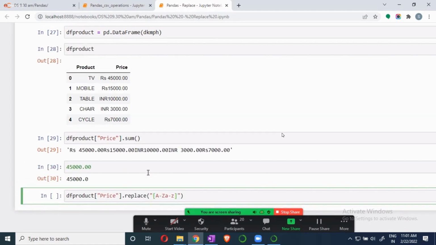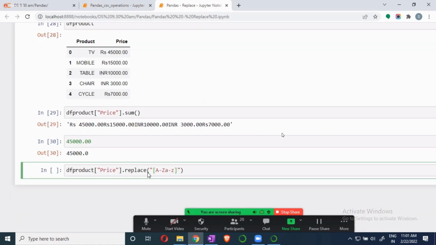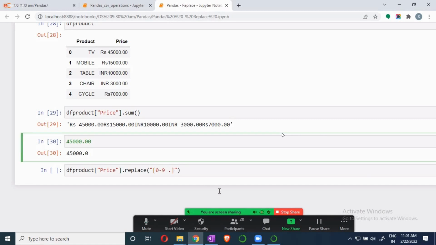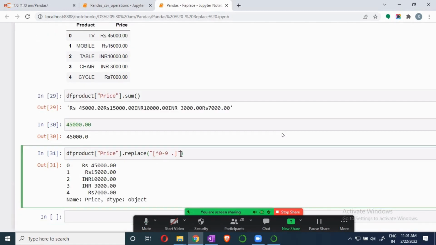Where is the space? This one, space. Yes, you can keep the space also, or you can do it something like this: 0 to 9 and dot. Leaving that, the caret means except these things, remove everything. Now I will run this one, hope it should work for me.